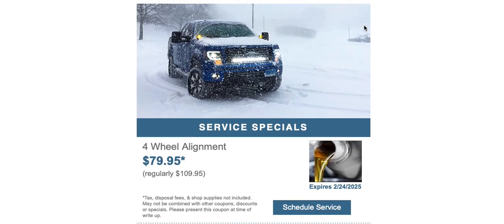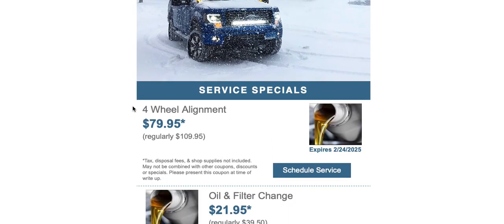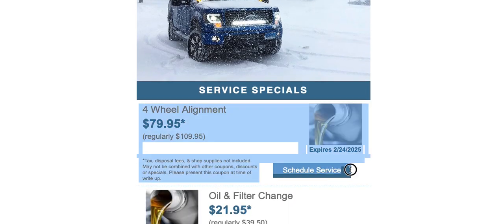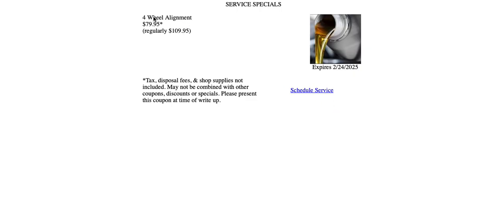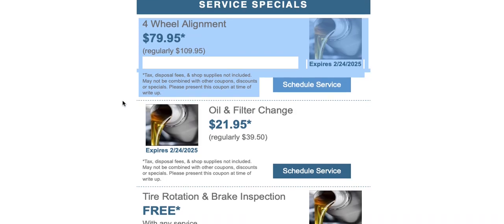Now, it doesn't take a genius to notice that right here we've got this four-wheel alignment, schedule service button, all that sort of stuff. If you go back to this one, here's our schedule service button. Here's all the text. Service specials, there's an image above this. And here's all of our extra text. But then when you go back here, you'll notice that the coupon is divided by this horizontal line that's dotted. And now the image is on this side with the expiration date here. And all this text is here.